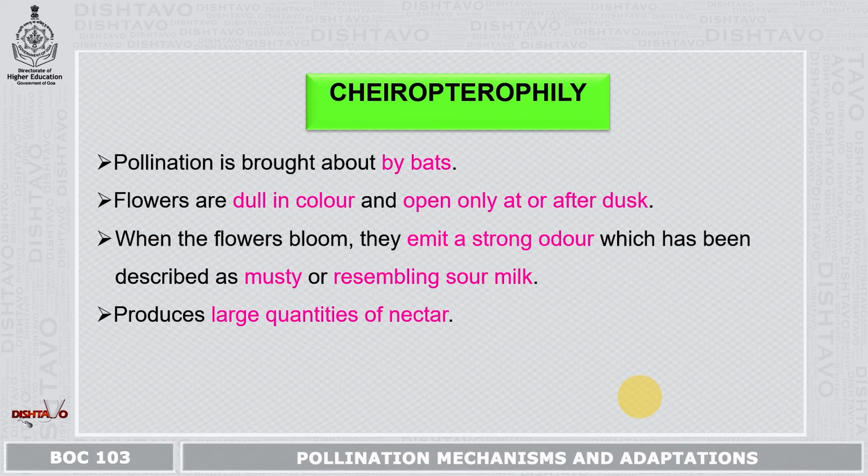Next is chiropterophily. In this case, pollination is brought about by bats. Flowers are dull in color and they open only at or after dusk. So that means flowers open after sunset because bats are active at night. When the flowers bloom, they emit a strong odor which has been described as musty or resembling sour milk. And these flowers produce large quantities of nectar.